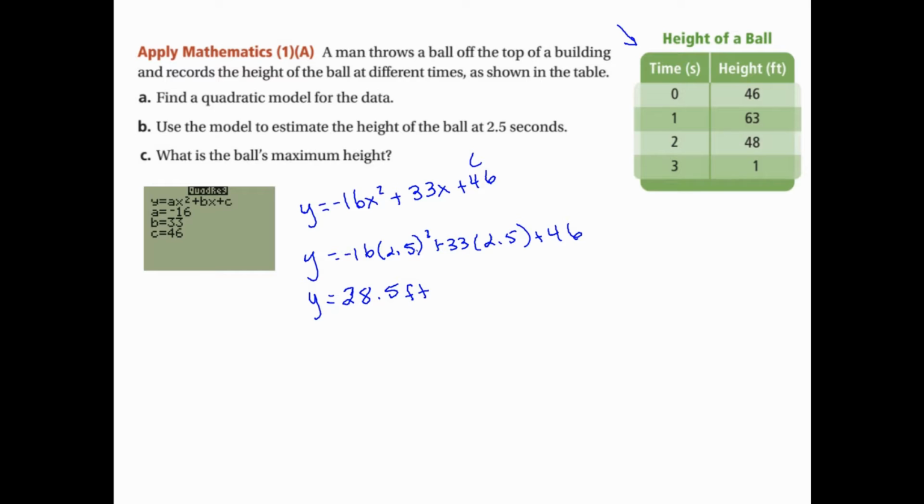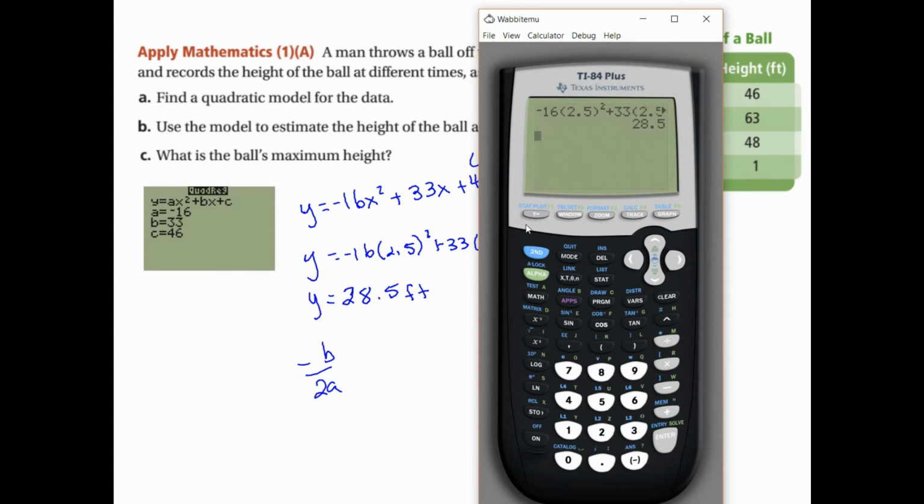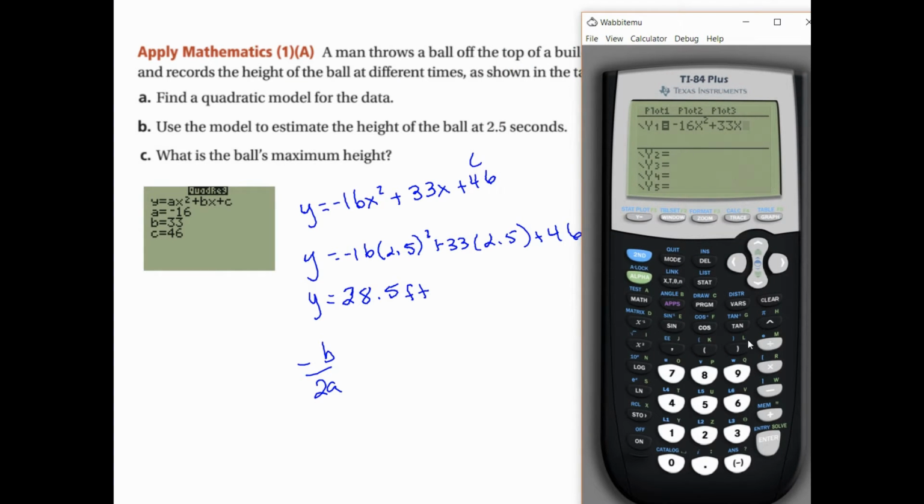We want to know what is the ball's maximum height. There are a couple ways we can do this. We could do negative b over 2a, find the vertex, find that x value, and then plug it in here like we just did with the 2.5. But since we're doing a lot of work on the calculator today, we're going to keep it calculator simple. We're going to take our quadratic regression model and plot it. So it was negative 16x squared plus 33x plus 46. Alright, graph it.